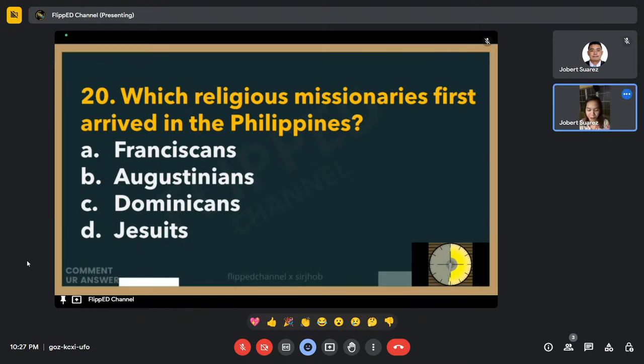Some answers A, some answers B. Meron din mga letter C. The correct answer for number 20 is letter B, Augustinians. So they are the first ones who arrived in the Philippines. So we are already in our 20th question.